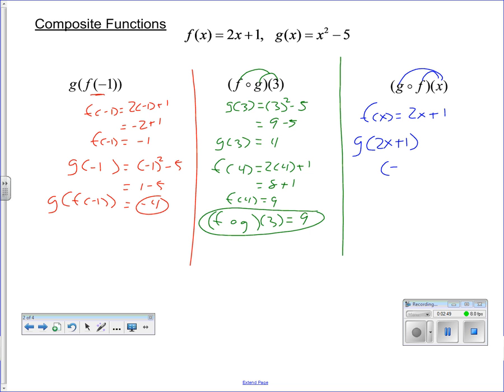And so that is 2x plus 1 squared minus 5, because for g, whatever you're plugging in, you have to square it and subtract 5. For 2x plus 1 squared, a binomial squared, I need to think 2x plus 1 times 2x plus 1. I have to work out the FOIL, the distribution. I end up with 4x squared, then a 2x and another 2x for a total of 4x, and then plus 1. Then add that minus 5 on the end. We get 4x squared plus 4x minus 4.